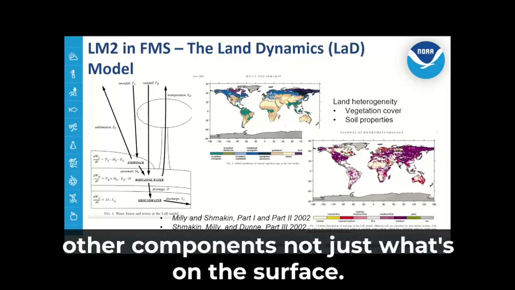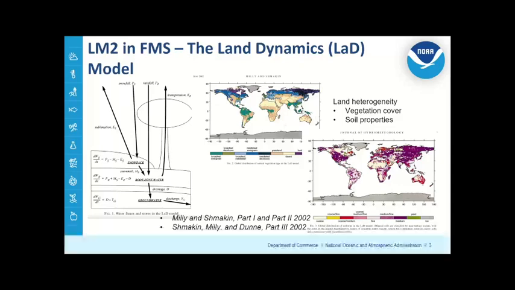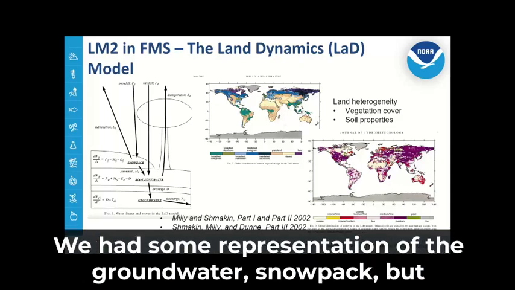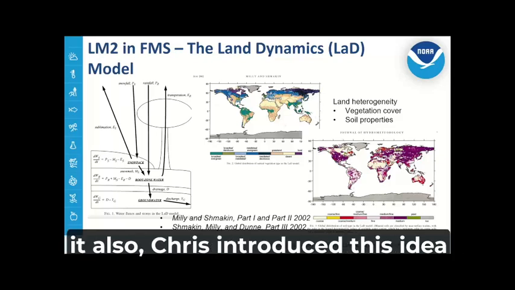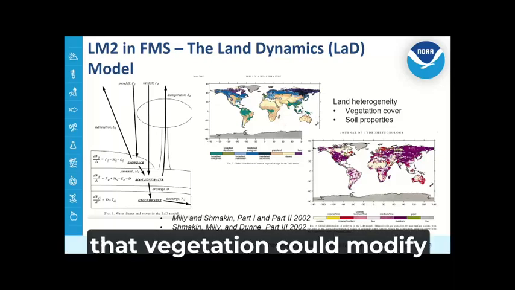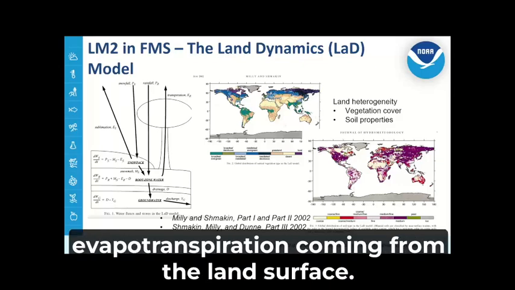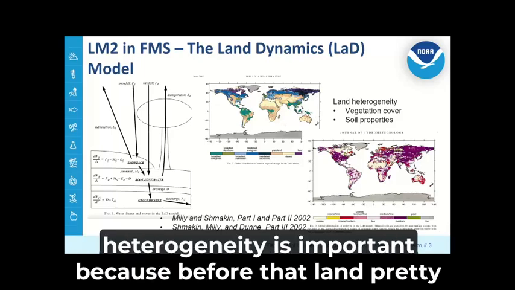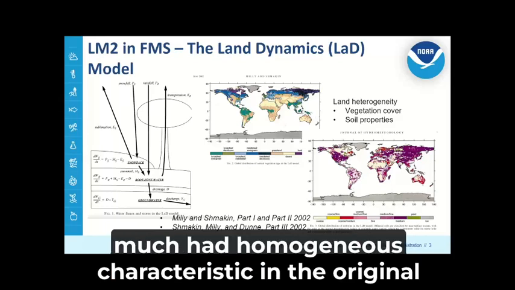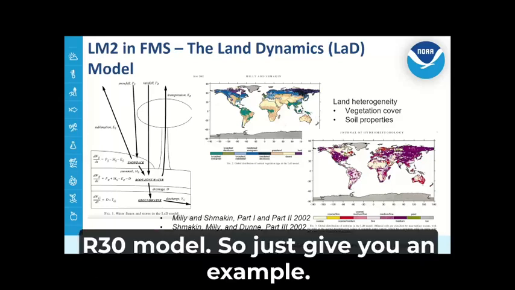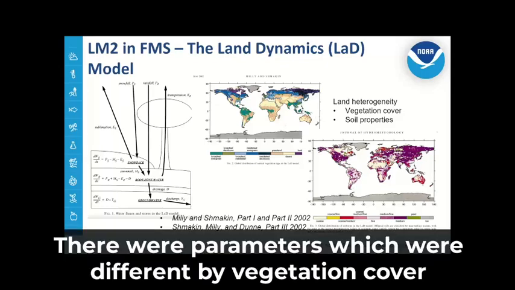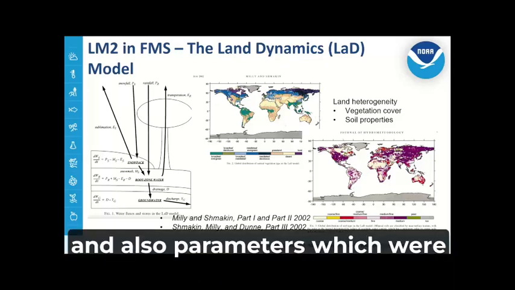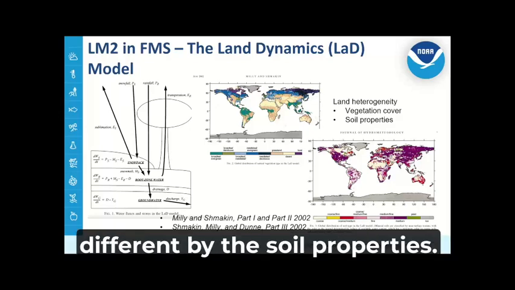It has the same concept of hydrological cycle interaction, but Chris, being a hydrologist, brought up awareness of other components, not just what's on the surface. We had some representation of the groundwater and snowpack, but Chris also introduced the idea that vegetation could modify evapotranspiration coming from the land surface. I would also say that Chris introduced the idea that heterogeneity is important, because before that, land pretty much had homogeneous characteristics in the original R30 model. I'll just give you an example.